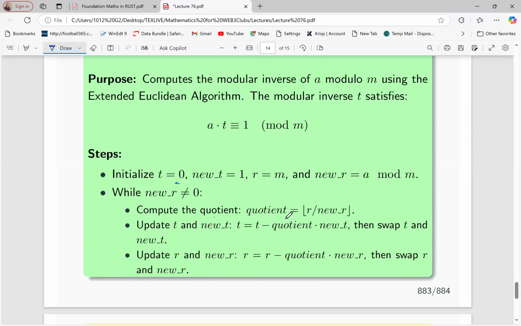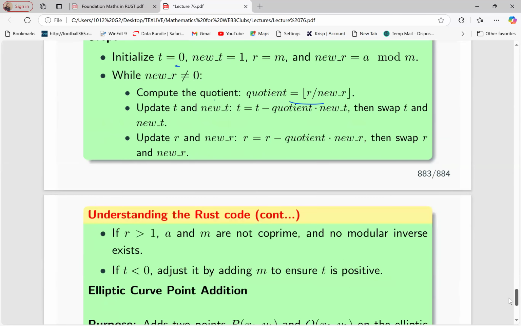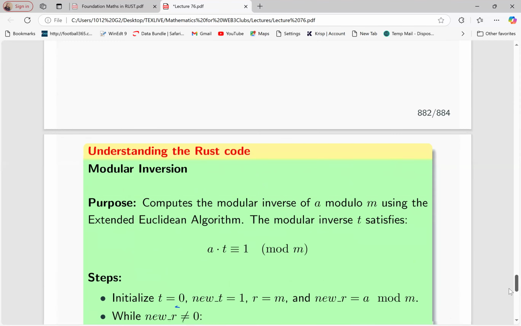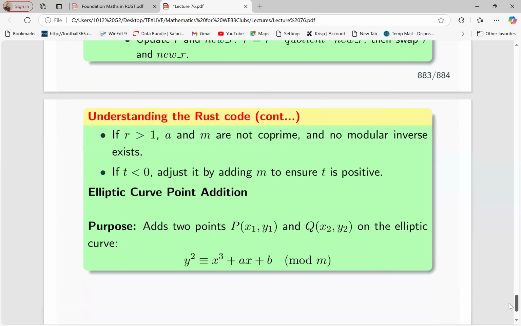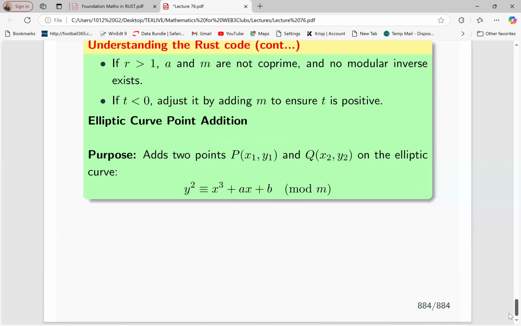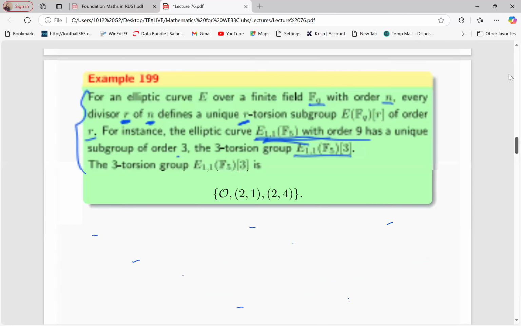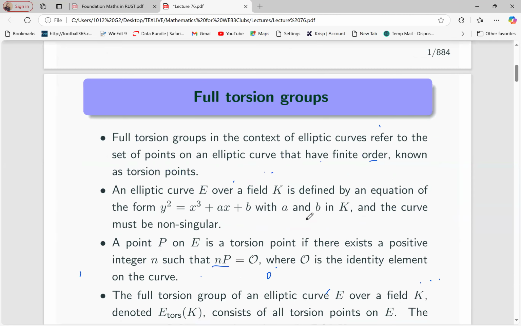Then you compute the quotient. This is how you compute it, R divided by the new R and so on. So this is the explanation for the modular inverse, then the explanation for point addition, and so on. So that's how you do it. That's the point about a full torsion point.